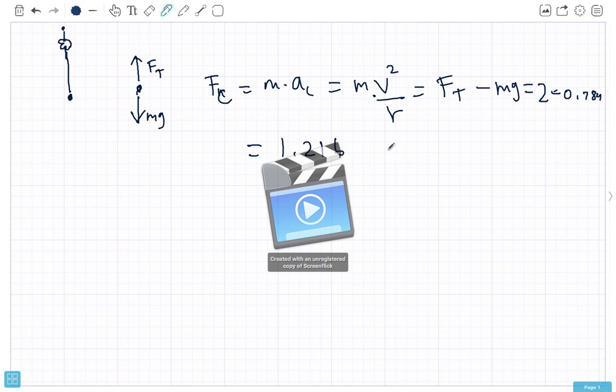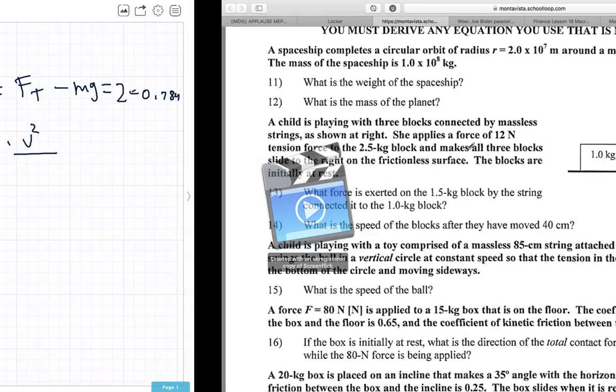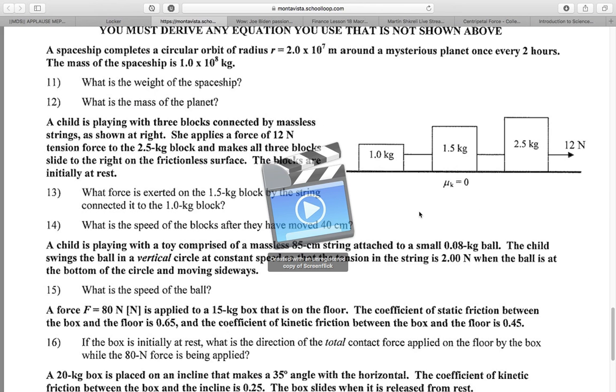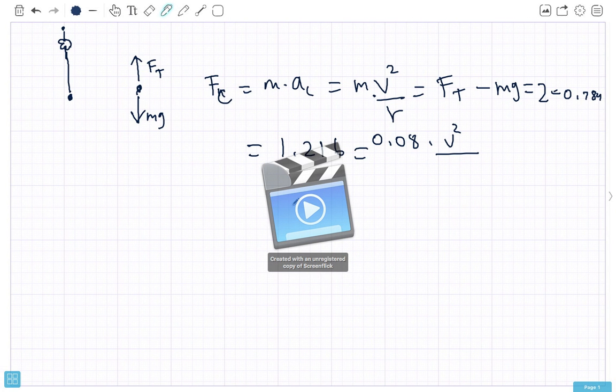But that's not what we're looking for. We're looking for velocity. But again, this is just equal to m v squared over r, so let's plug that in. Again, m is 0.08 times v squared over r. What's our r? R is 85 centimeters, and remember, always convert to meters, because that's the standard unit we're using for all these equations: 0.85. So what is v? Well, v squared equals 1.216 times 0.85 divided by 0.08, and then v is just the square root of that.